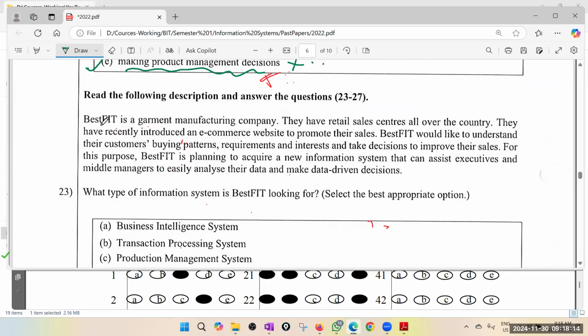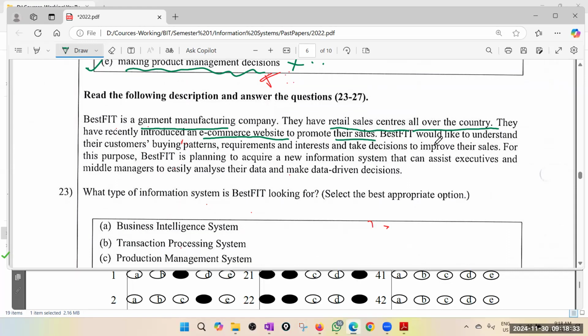Best Fit, a garment manufacturing company. They have a garment manufacturing company. They have retail sales centers all over the country. They have recently introduced an e-commerce website to promote their sales.